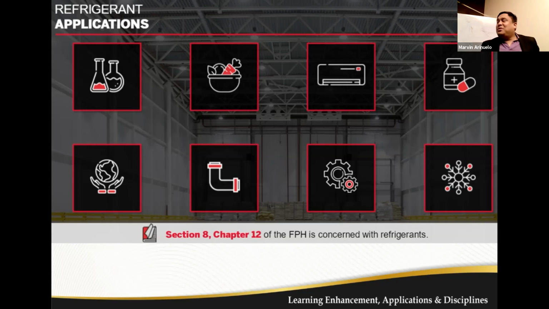In Section 8, Chapter 12 of the Fire Protection Handbook is concerned with common types of refrigerant and their associated hazards.